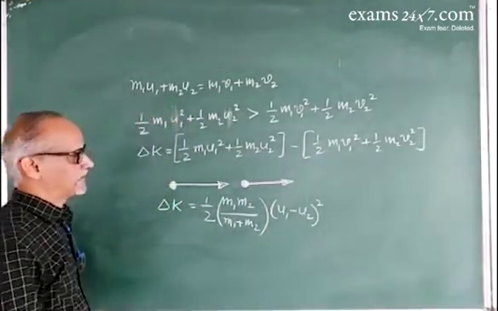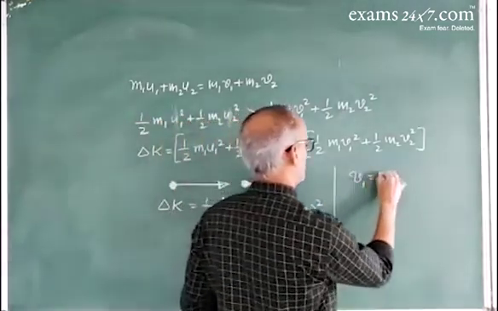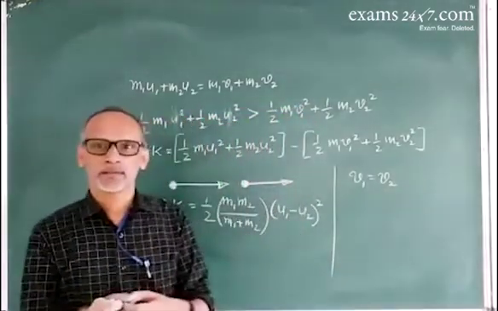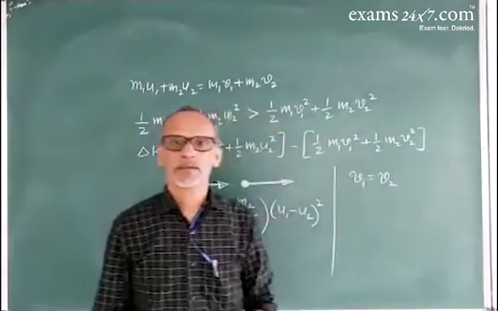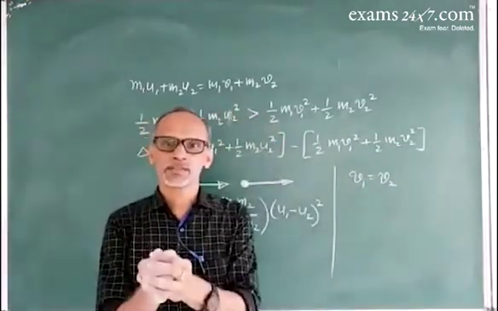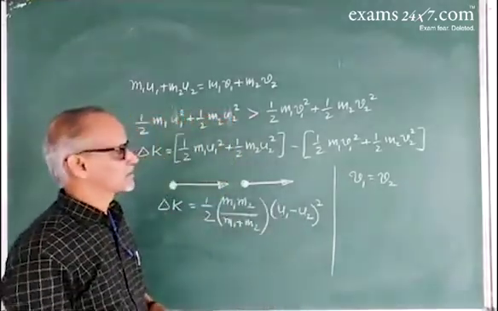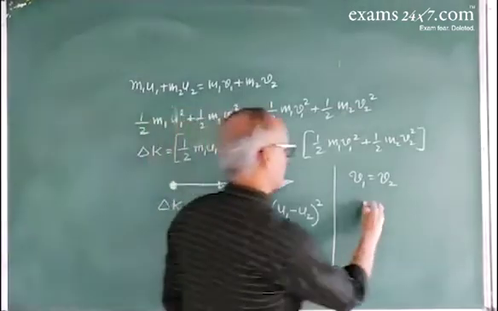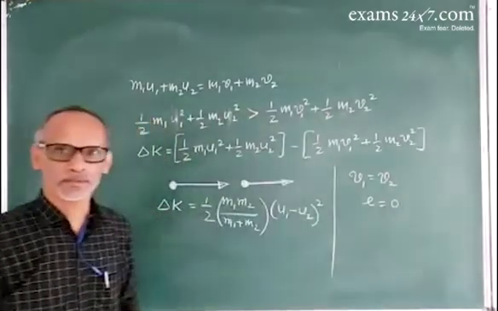A perfectly inelastic collision is one in which the two bodies stick together after the collision. If V1 is equal to V2, the final velocity is the same. That means both the bodies move together. So such an inelastic collision is called a perfectly inelastic collision, for which the coefficient of restitution is 0. E is equal to 0.